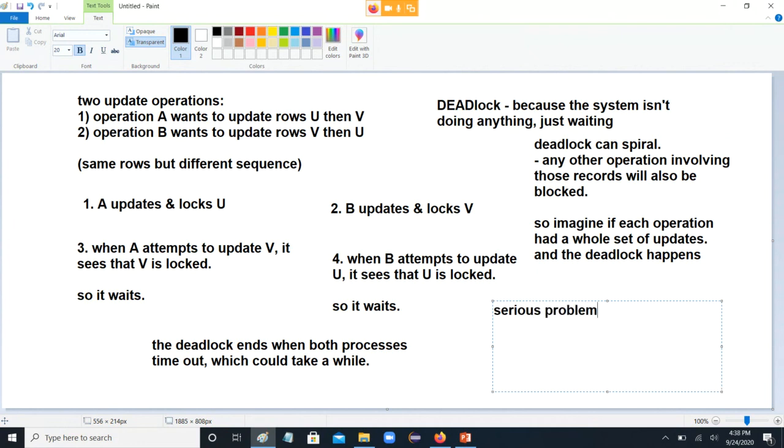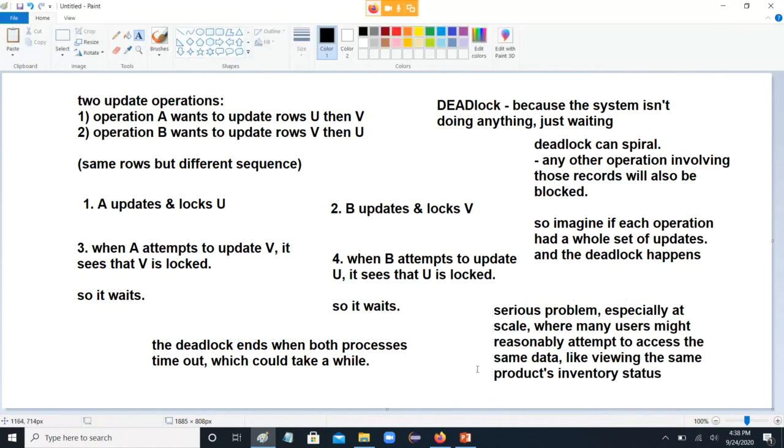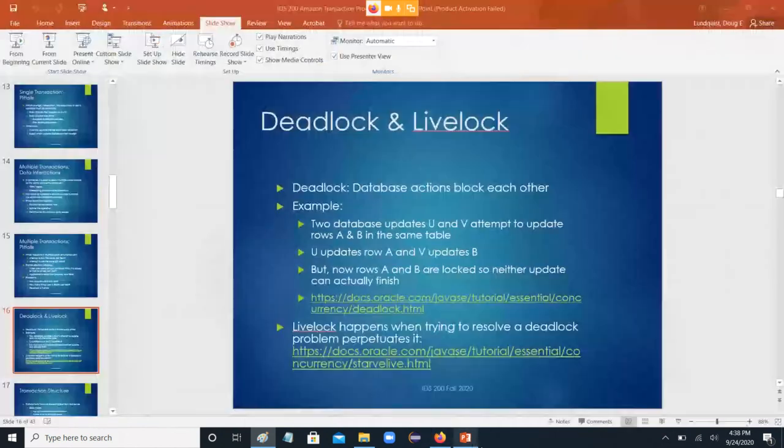Serious problem, especially at scale, where many users might reasonably attempt to access the same data, viewing the same product's inventory status. Okay, this is a serious problem.